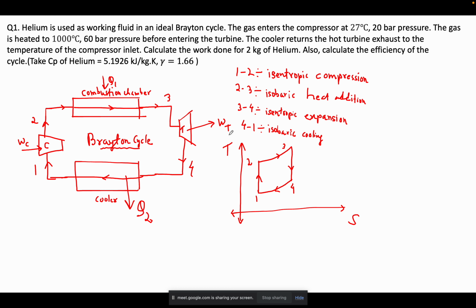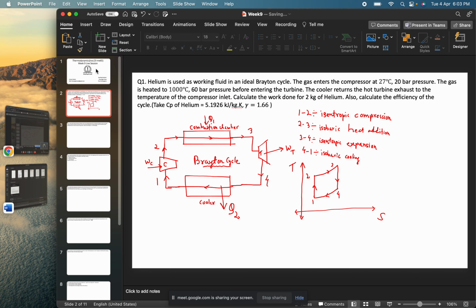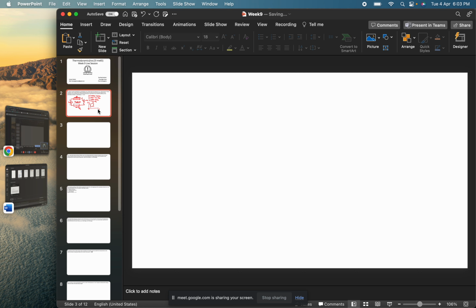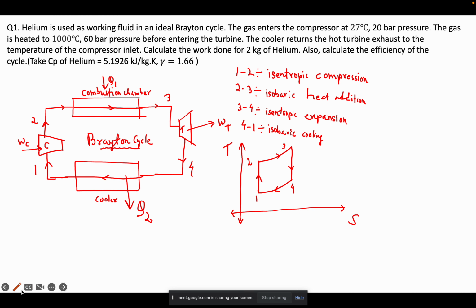Okay, fine. Now in the question, what is given to us? It is given that the gas enters the compressor at 27 degrees Celsius. So before entering the compressor it is state 1, so T1 is given to us, which if we express in terms of Kelvin, will be basically 300 Kelvin.